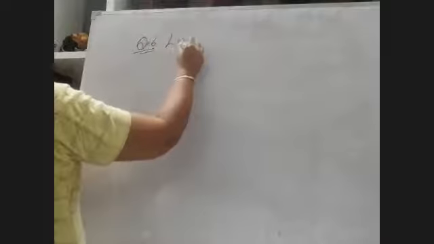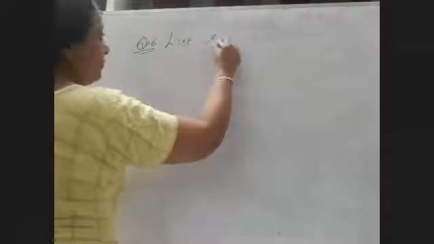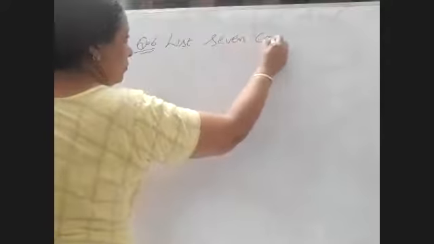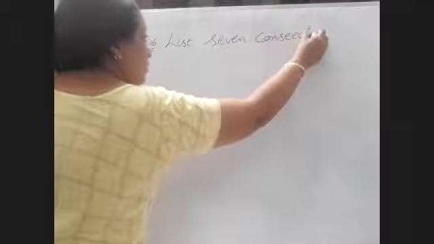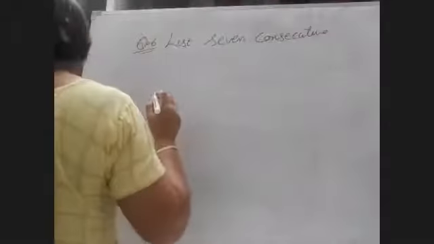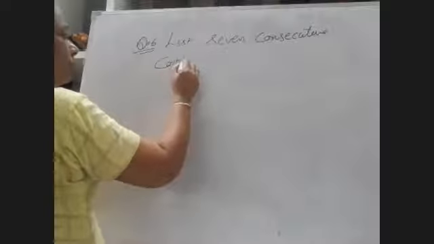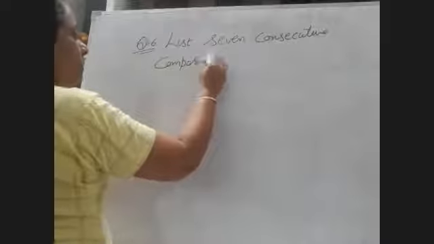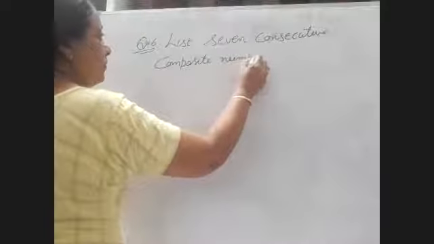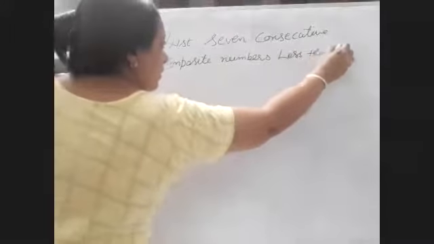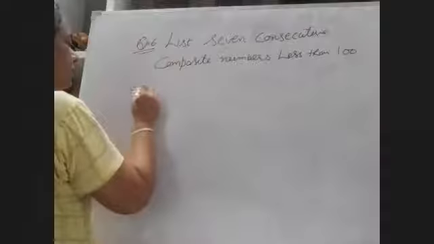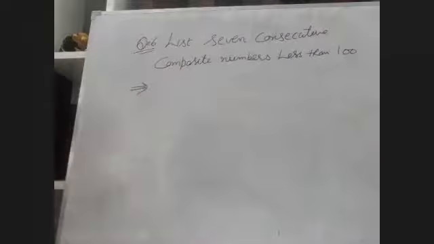Question number 6. List 7 consecutive composite numbers less than 100. Yes, friends. So first, what are composite numbers?